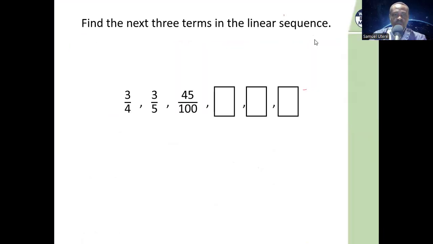Okay, let's look at another example before we do some practice. If we're told to find the next 3 terms in a linear sequence, have you noticed something that we noticed in our previous lesson?